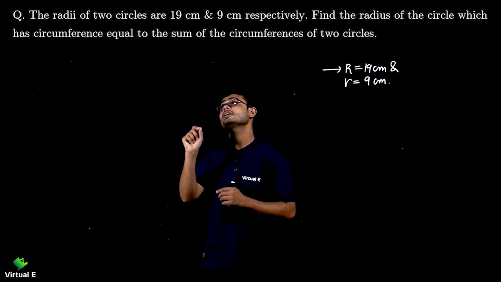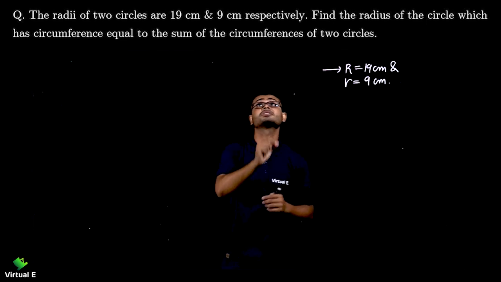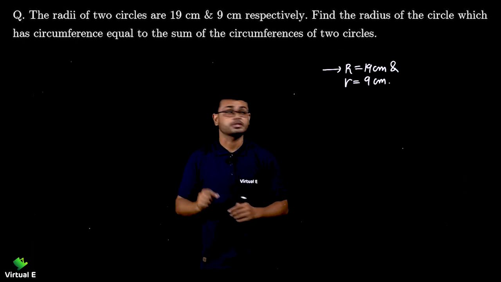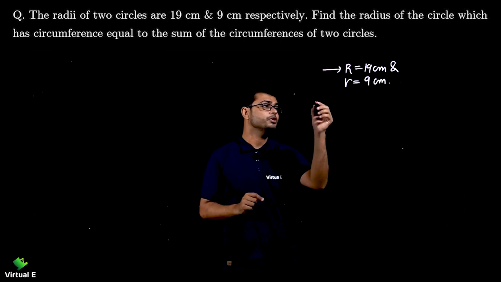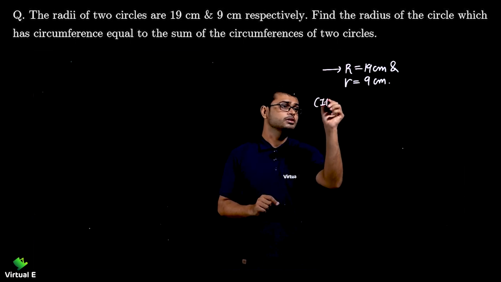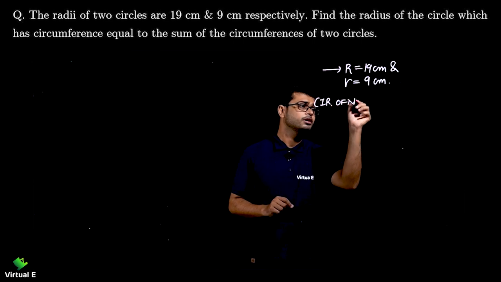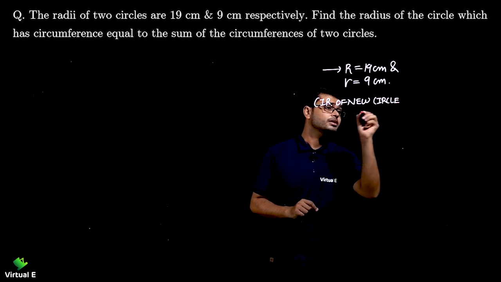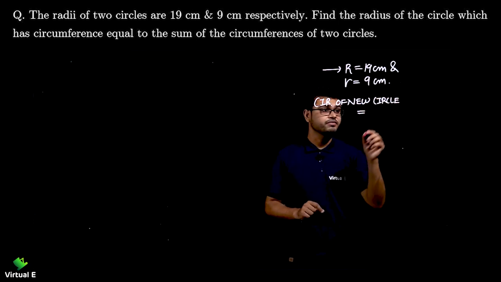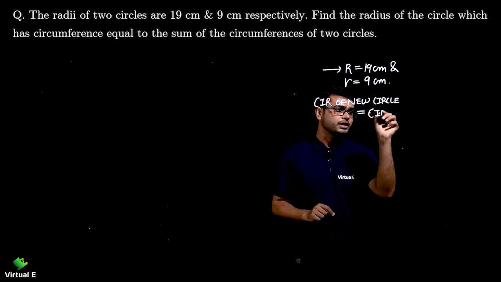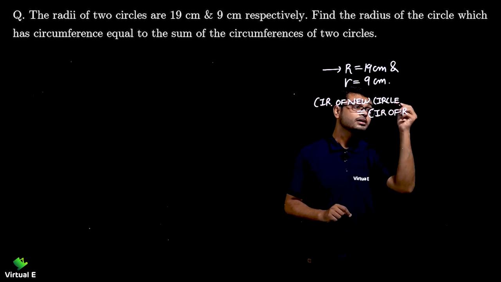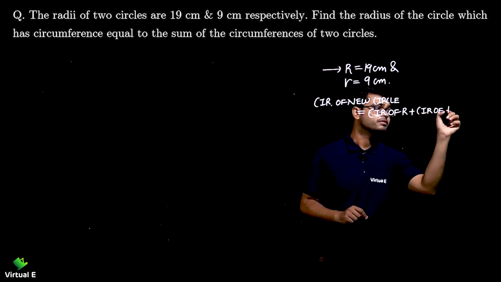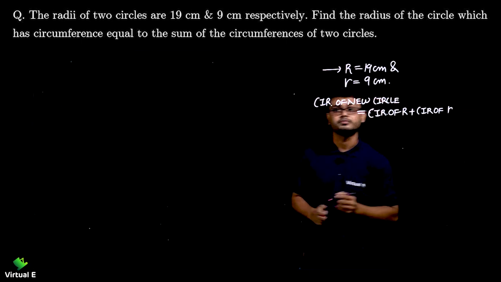Okay, so we need to find the radius of the circle which has circumference equal to the sum of the circumference of two circles. Basically, if I write in equation form, circumference of the new circle can be written equal to the sum of their circumference: circumference of the circle with capital R and circumference of the circle with small r. This is what we need to do, right?